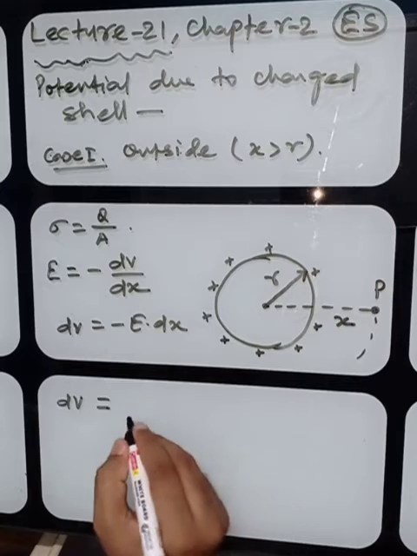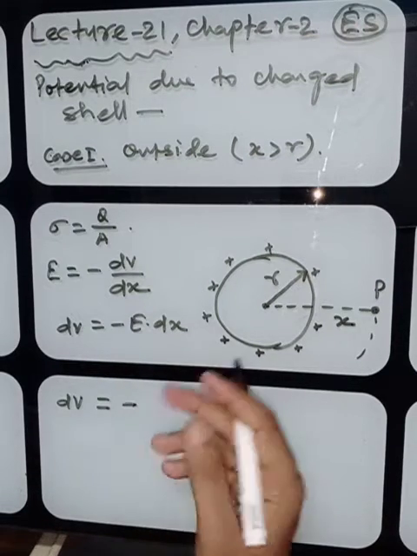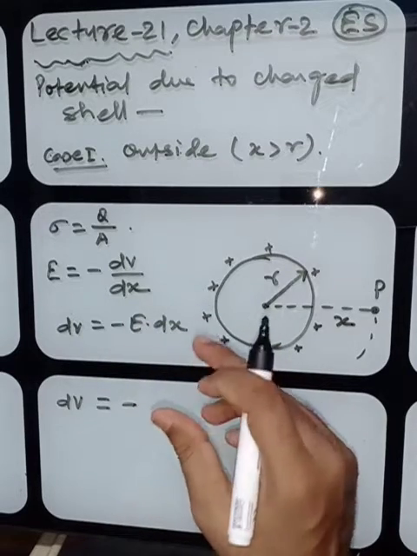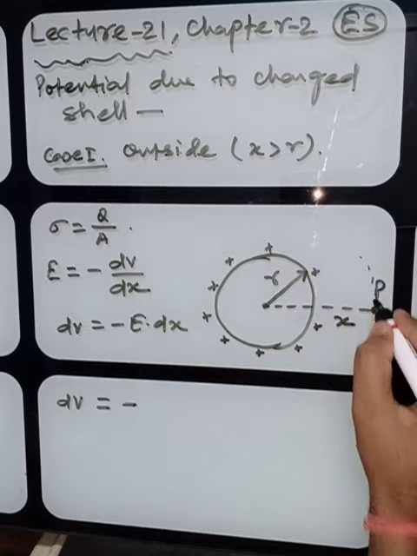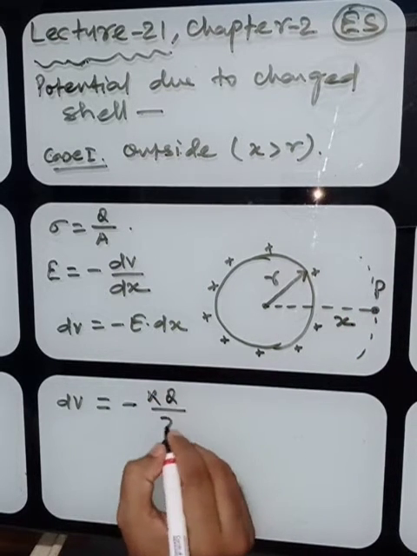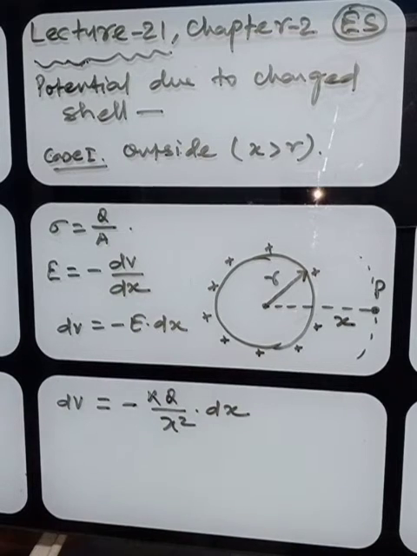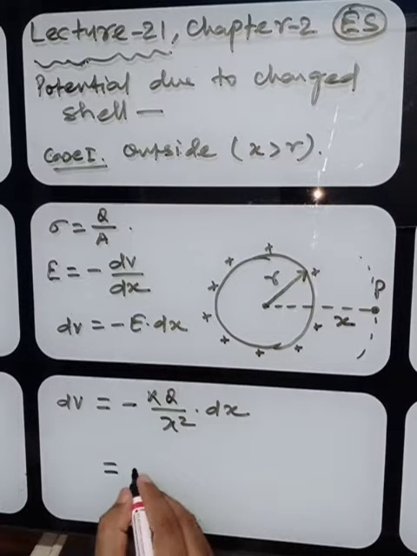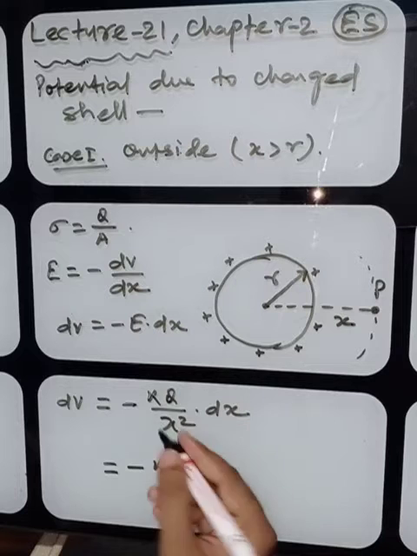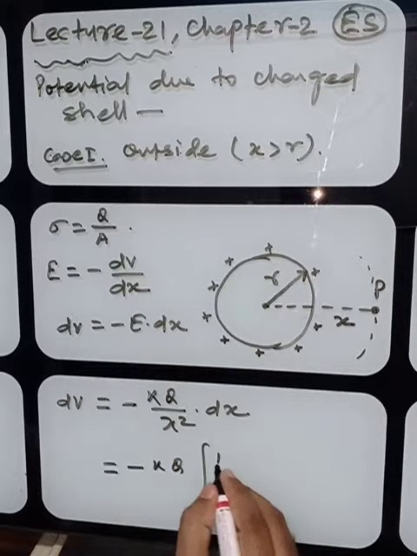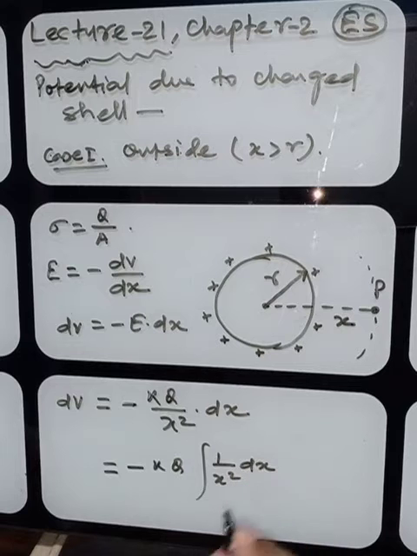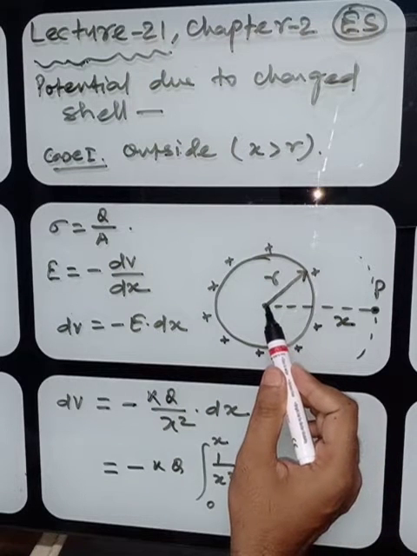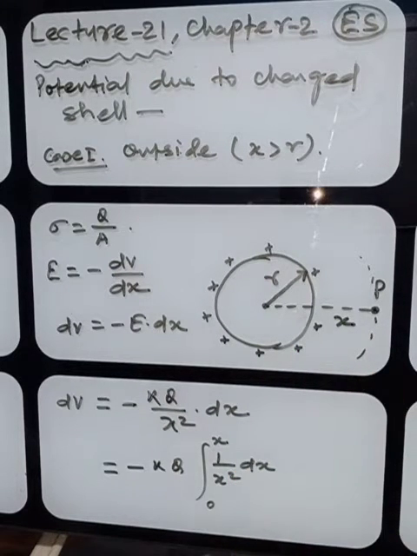Okay, my dear students, here minus E, that is the electric field. Try to recall what electric field we have written over there. Yes, outside the cell it was kq by x square. Now times dx. We have to find the electric potential for this case. Here minus kq will be the constant. We have to take out 1 by x square dx from 0 to x, because we are finding the potential at this point.